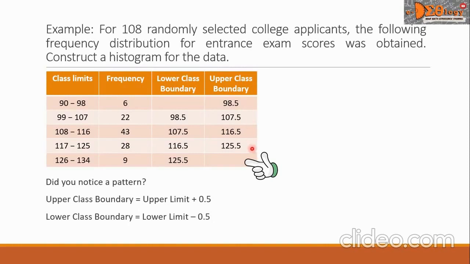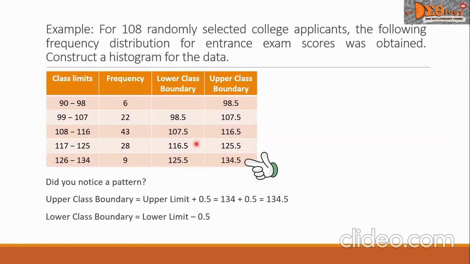It means to say, using that pattern, we can simply get the value for our last blank, the upper class boundary of the last class. And that is 134, this upper limit, plus 0.5, we will get 134.5 that we can write in here.